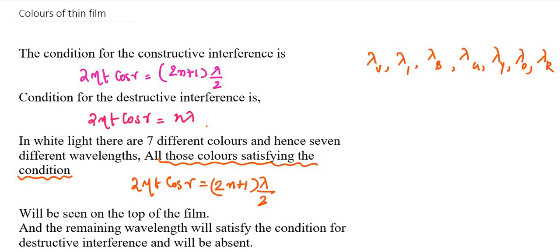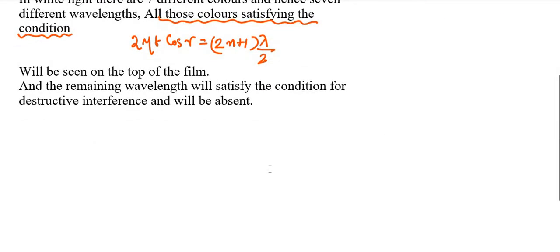And suppose some wavelengths are satisfying the condition 2 mu t cos r equal to n lambda. For the thin film, these wavelengths will be absent. That's why some colors are seen on the top of the film and some colors are absent. Depending on which wavelength is satisfying which condition, it can be seen, and sometimes it will be absent.